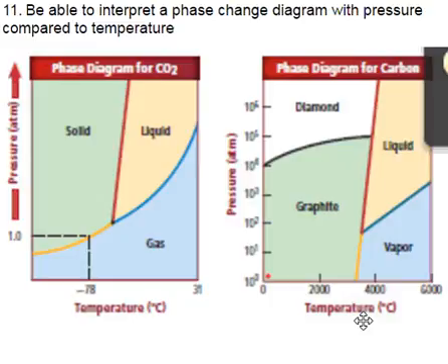Okay, so number 11 says, be able to interpret a phase change diagram with pressure compared to temperature. Now, the one on the left is just like the one that was on your worksheet. It's for CO2. The one on the right is for carbon. And carbon, the green and the white really are both solid forms of carbon. But one is graphite, the cheap stuff that you use for pencil lead, and the other one is diamond. Okay, those are the two forms of carbon.